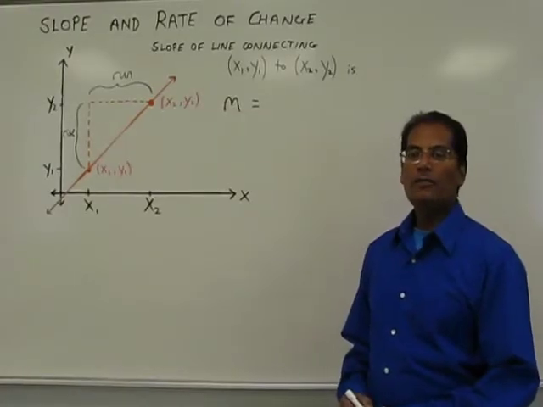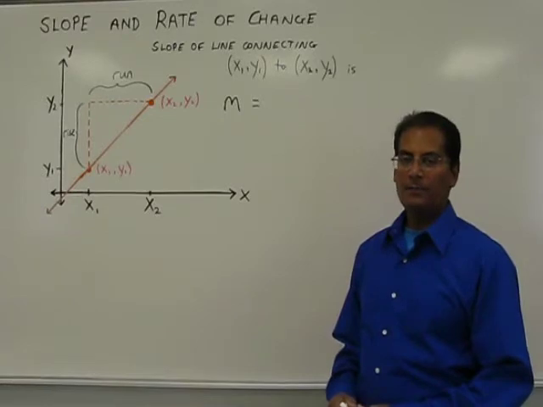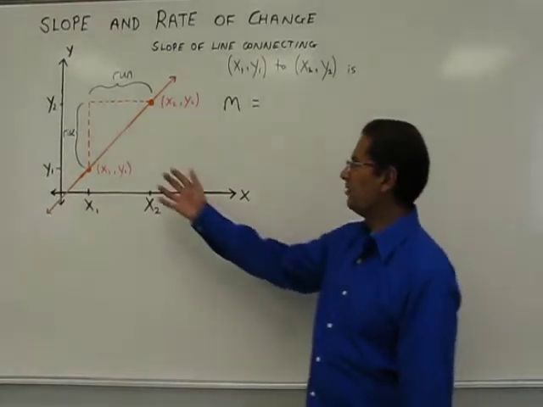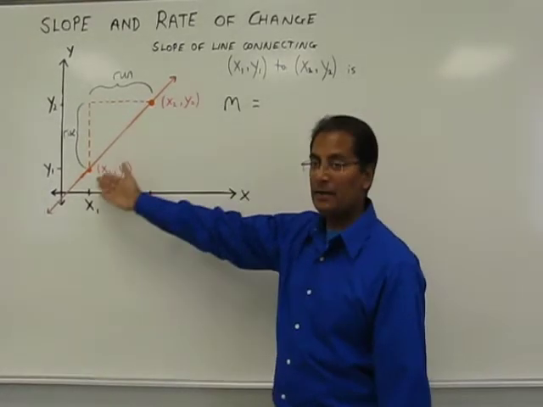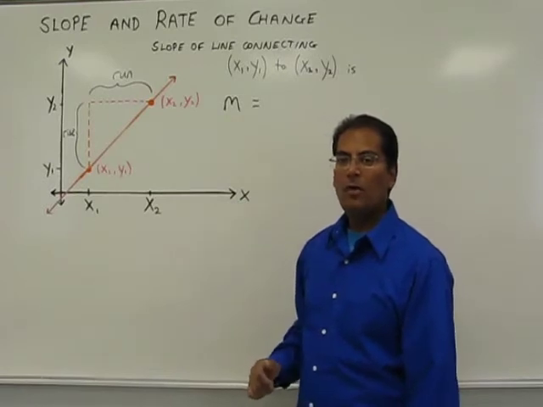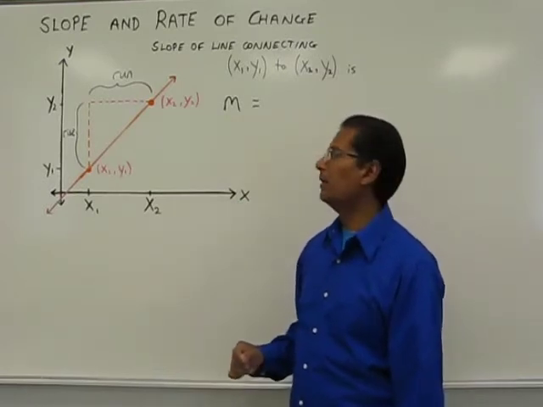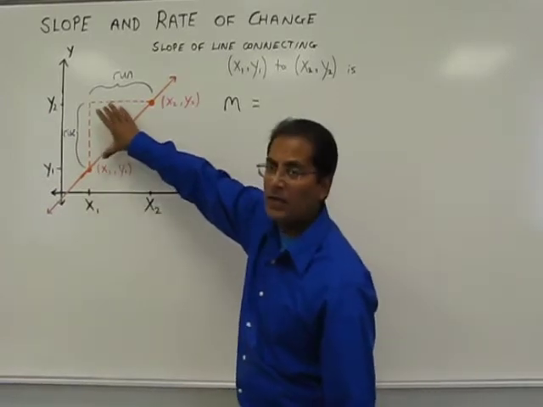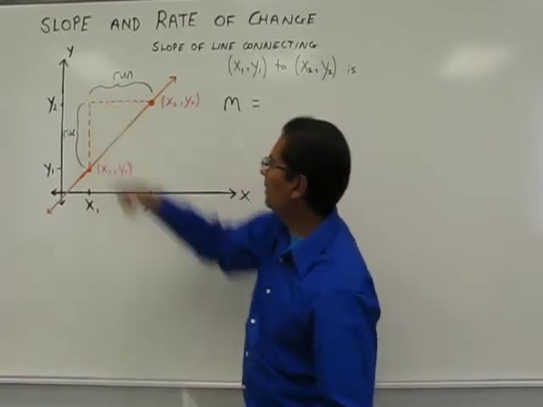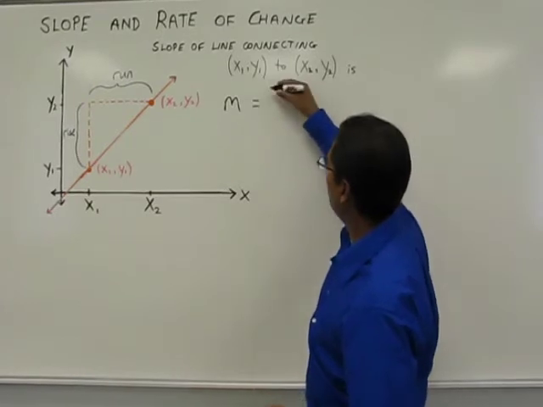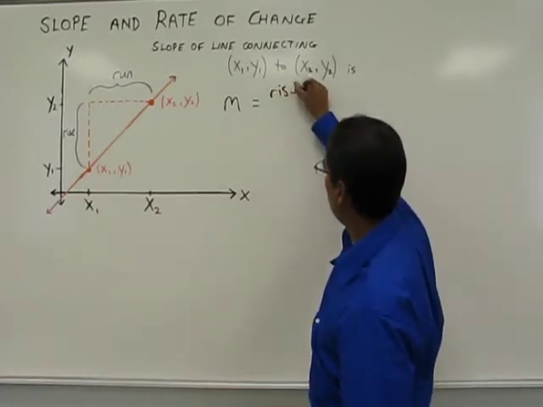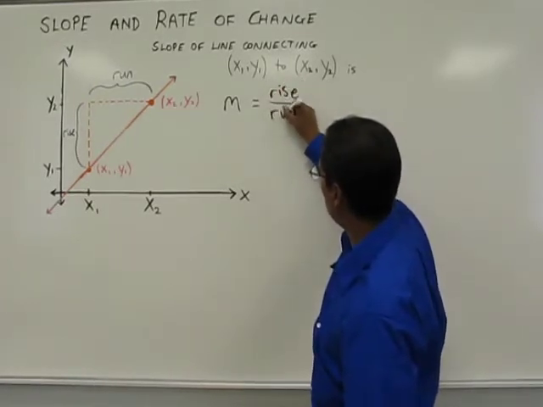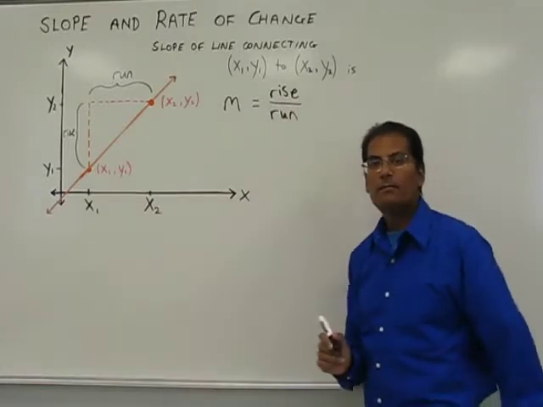Today we're going to talk about finding the slope of a line. Let's take an example of this line here, a straight line. We want to find the slope, or what we call the pitch of the line. Now the slope of this line is given by the rise divided by the run. So we define the slope on any line to be the rise over the run.